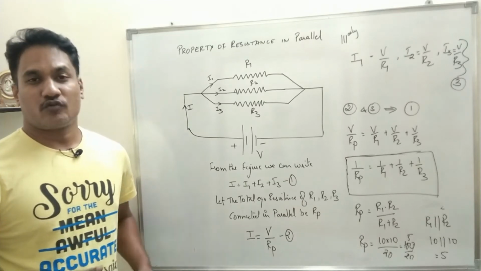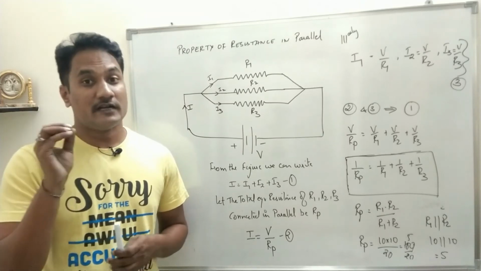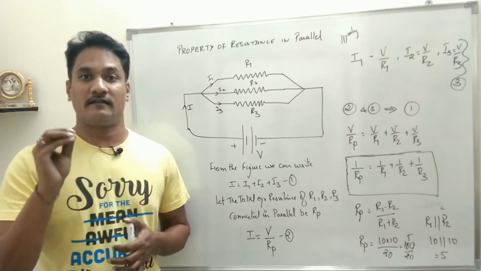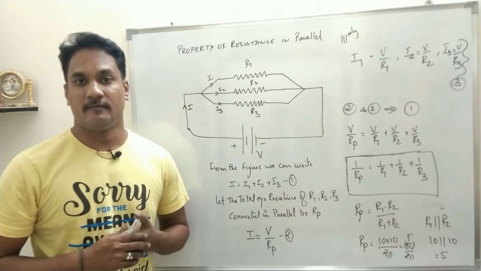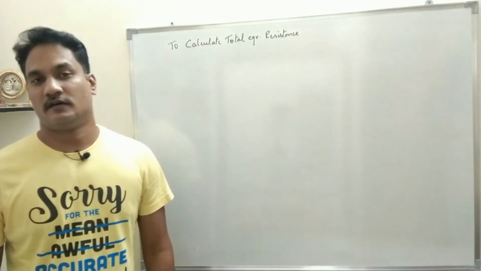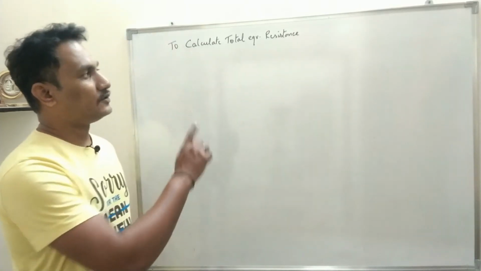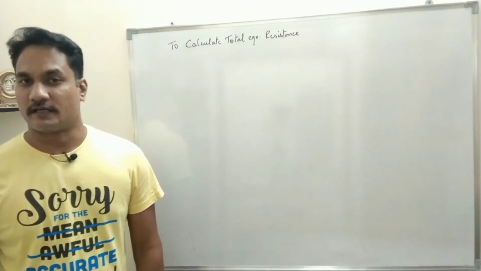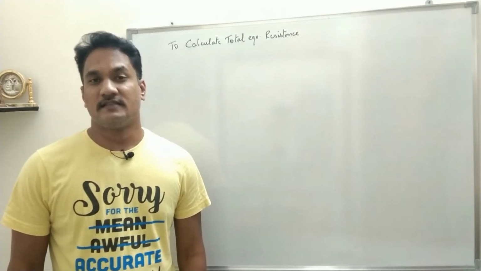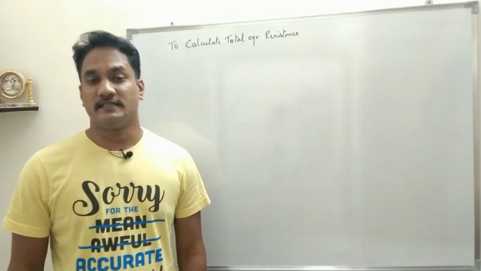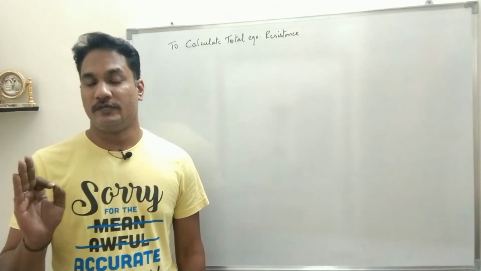So in the next part, there will be a circuit which has both series and parallel combination, and we will try to find out the total equivalent resistance of the circuit by using these series and parallel formulas. Next we will use the property of resistance in series and parallel to calculate the total equivalent resistance of the circuit. It is very important for you to understand that whenever the total equivalent resistance of the circuit is calculated, the voltage source in the circuit should be short circuited.